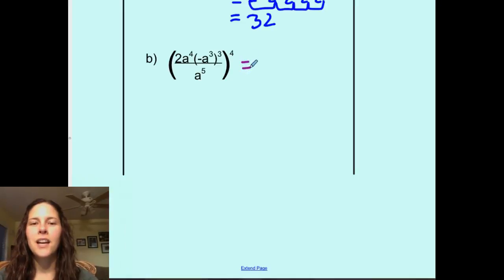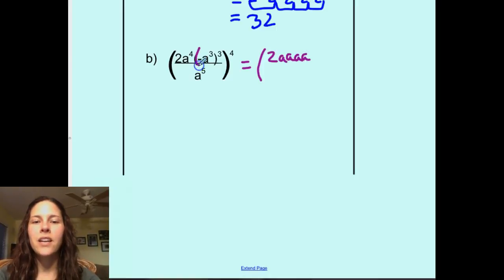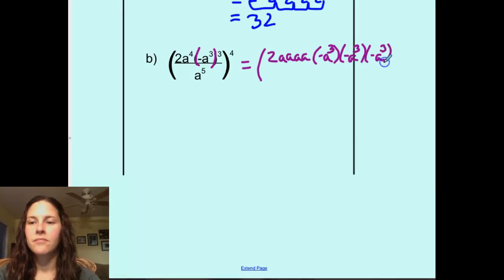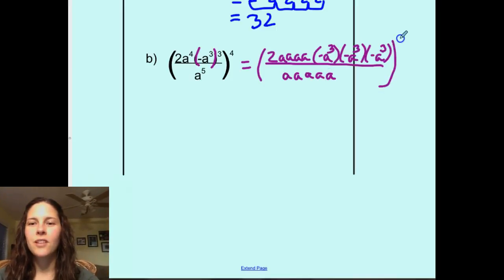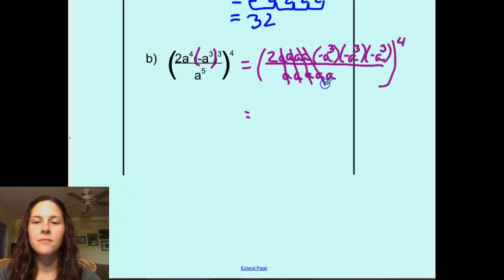Looking at our last example, again, we're going to try and simplify everything on the inside. We have 2 times a to the 4th. Then we have a negative a cubed times itself 3 times, all over a times itself 5 times, all raised to the 4th power. Next, I'm going to cancel 4 of my a's with 4 of the a's in the denominator, and I will write out my negative a cubed 3 times. Notice just the a is being cubed, not the negative.